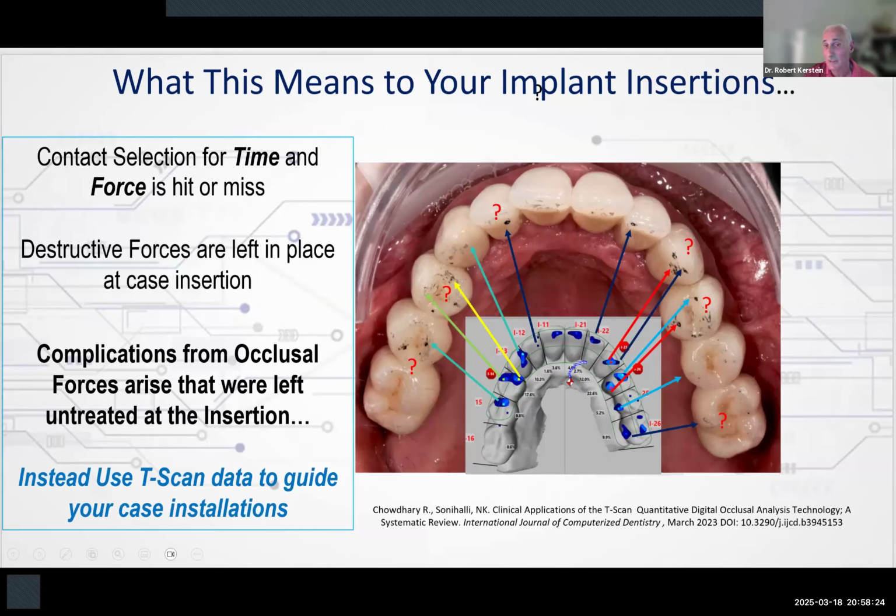Many of you probably thought there was high force on these two laterals, low force, right? There's high force here in this area. Now look at the next tooth. These two marks are exactly the same size. One is low force, one is high force. How would you ever know?